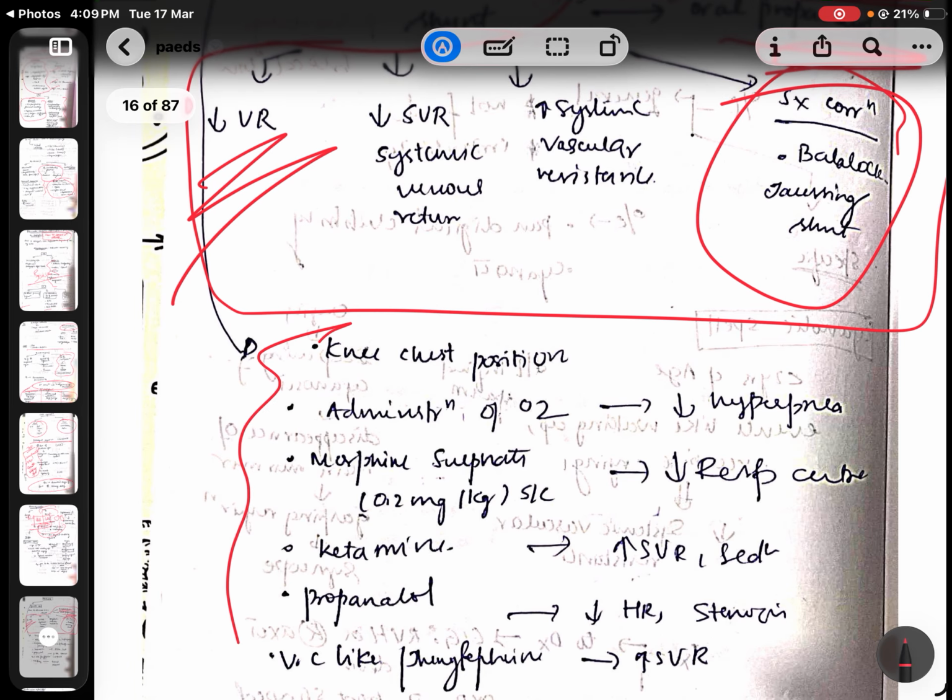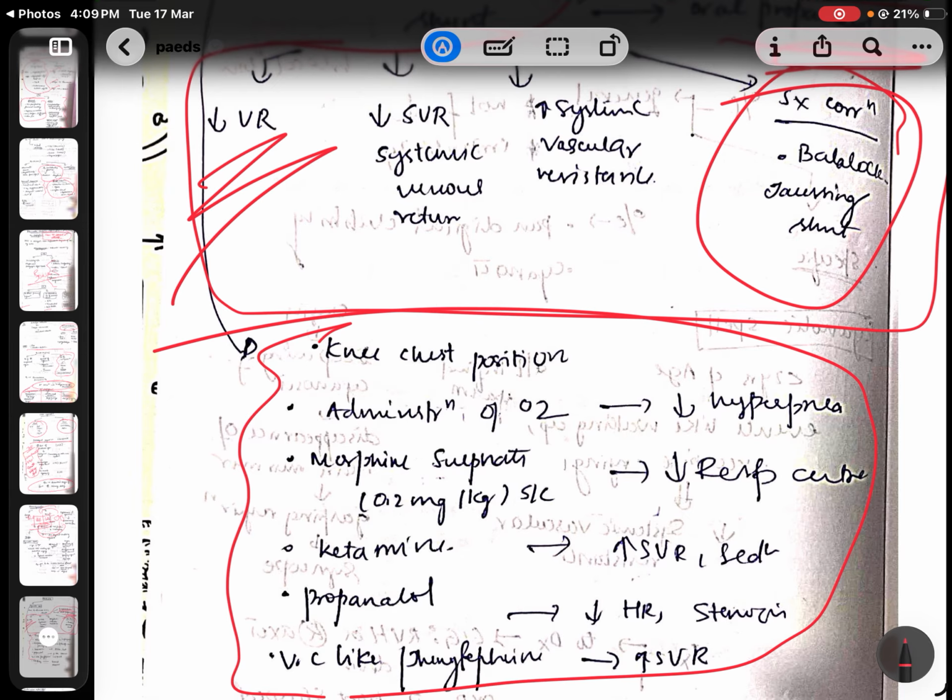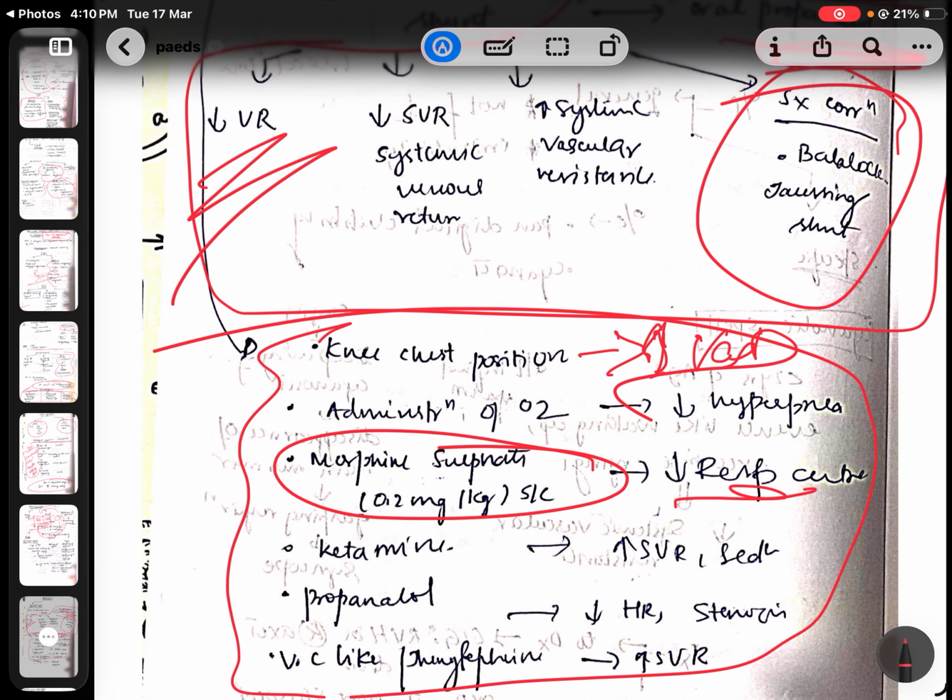So this is what you do in an acute setting, that is, in an emergency condition. Again, you put the baby in the knee-chest position to increase SVR, systemic vascular resistance, and obviously it's a cyanosis, so you need to treat that part. So give oxygen, and to suppress the respiratory center you also give morphine. Then to increase systemic vascular resistance and to sedate the baby, you give ketamine. Then to reduce the spasm, you give propranolol, and you can also give phenylephrine.